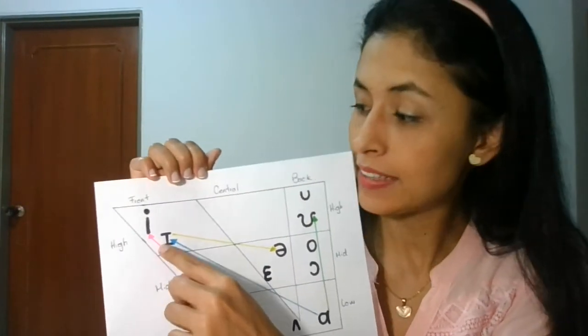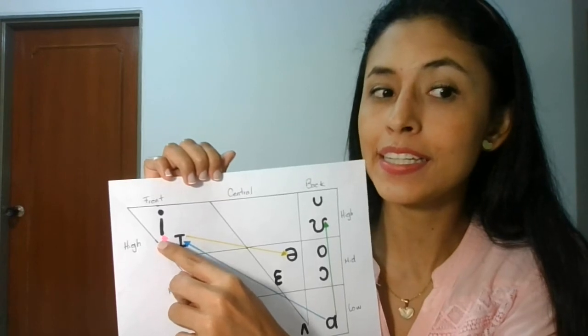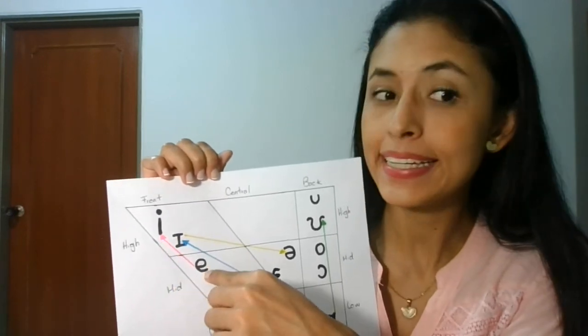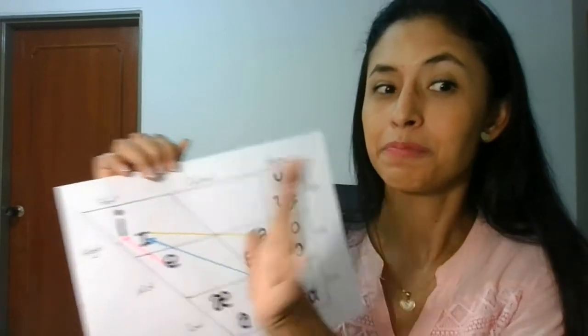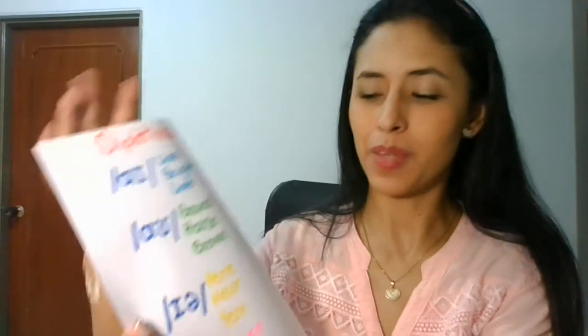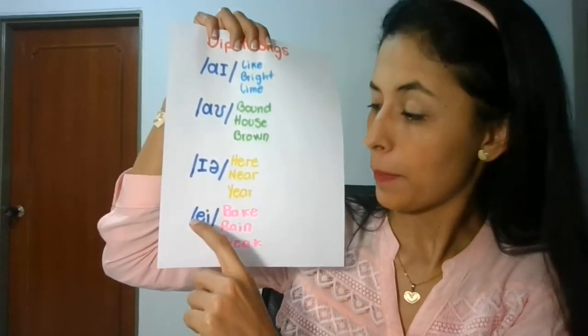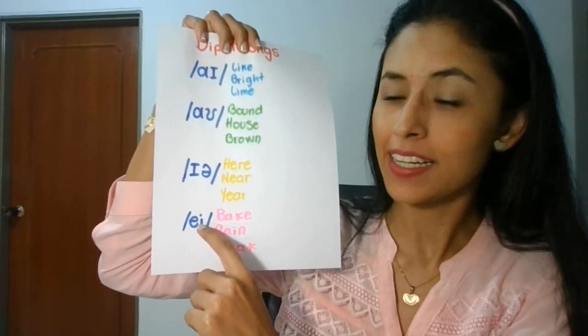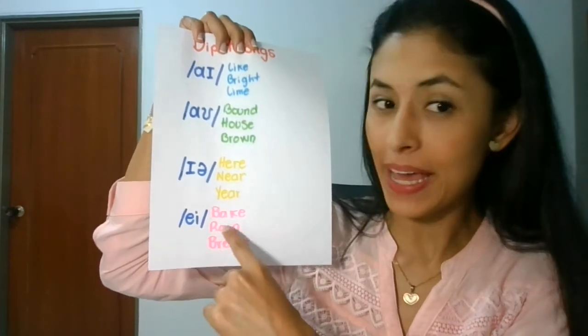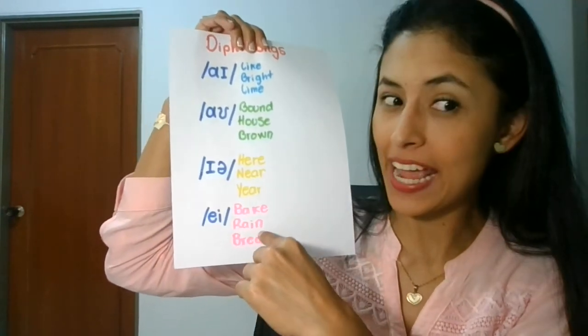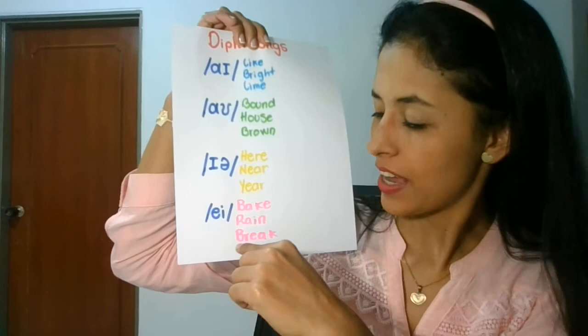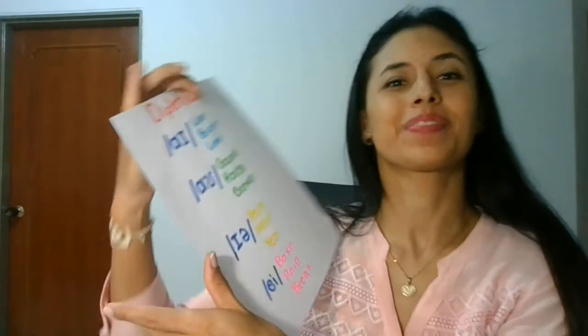And in Spanish it is I, I. And the sound is the diphthong A, bake. A and I, bake, bake. Rain, A, break. These are examples in this video about the vowel sounds.